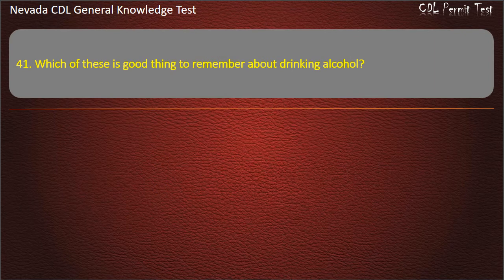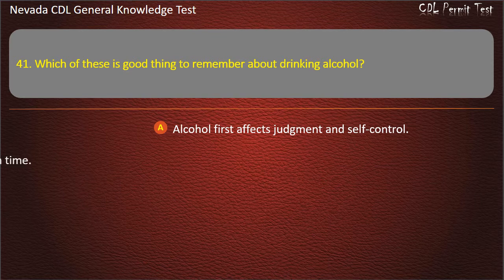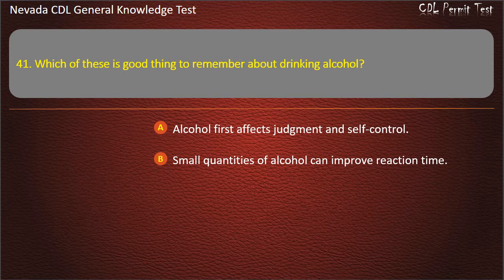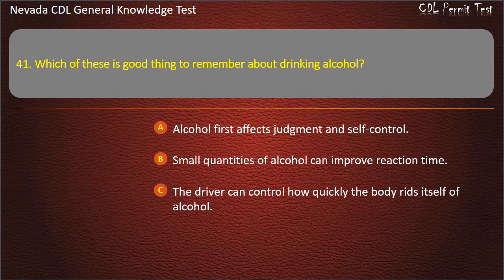Question 41. Which of these is a good thing to remember about drinking alcohol? Alcohol first affects judgment and self-control. Small quantities of alcohol can improve reaction time. The driver can control how quickly the body rids itself of alcohol. Answer. Alcohol first affects judgment and self-control.